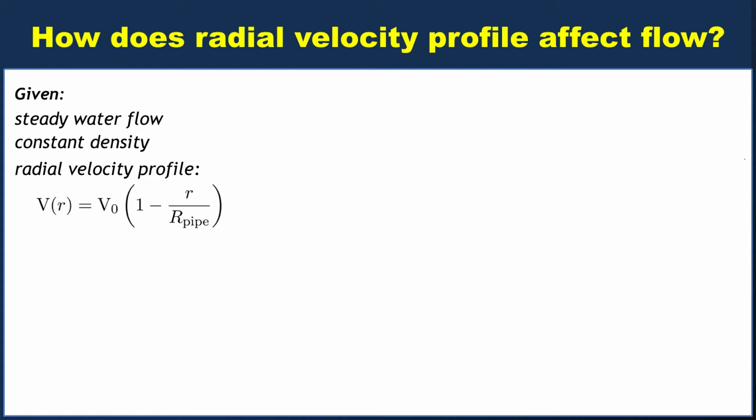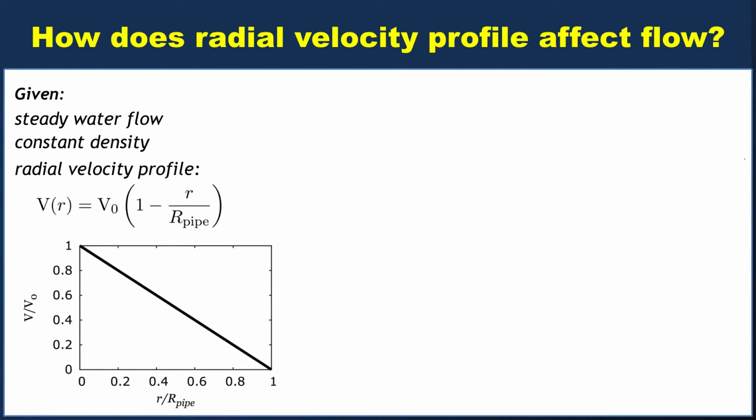So the form I've picked is that the velocity as a function of r is some constant v0 times the quantity 1 minus r over R pipe, where little r is measured from the center of the pipe. So little r equals 0 is the middle of the pipe, little r equals big R pipe is the outside of the pipe. And if you graphed it out, it would be a straight line, right?